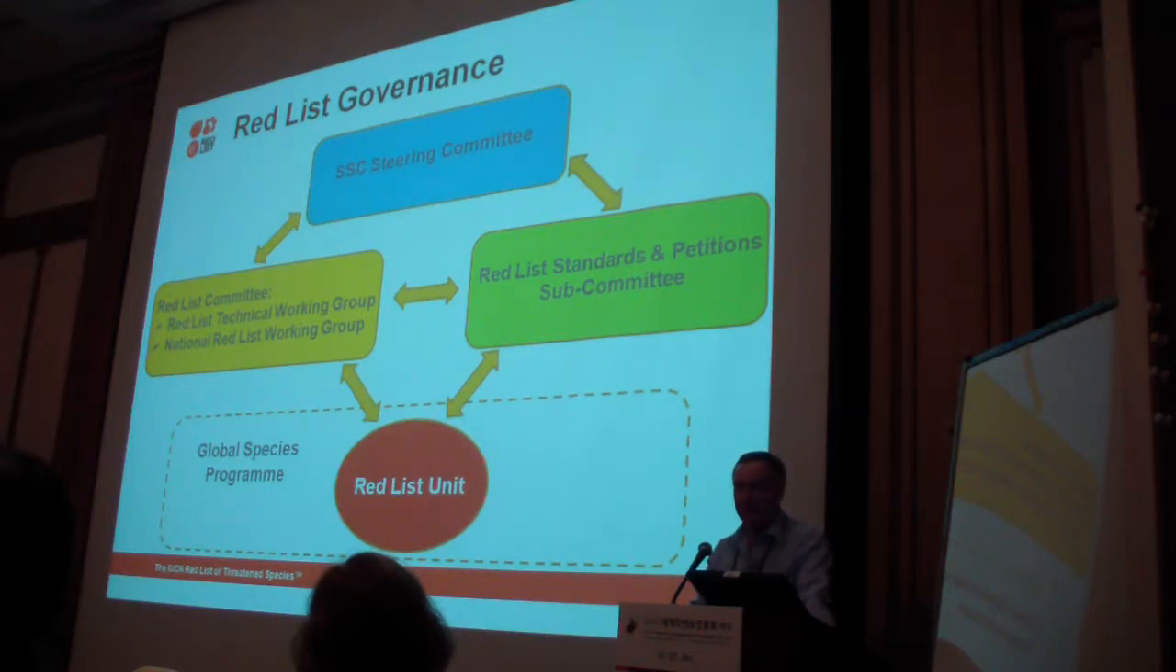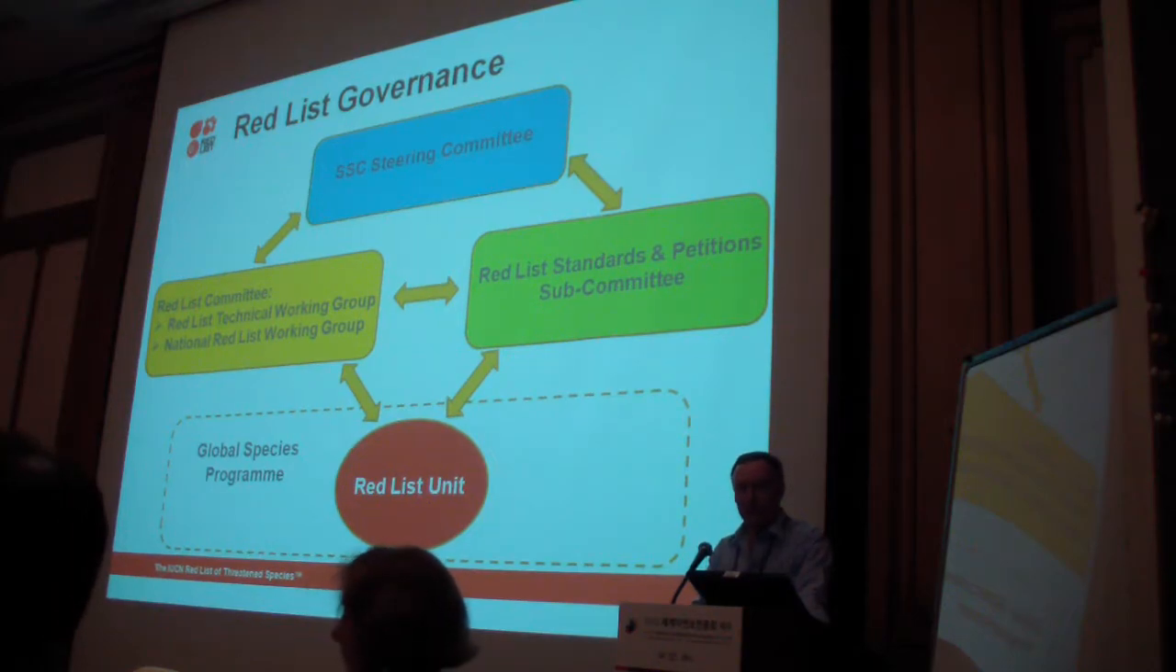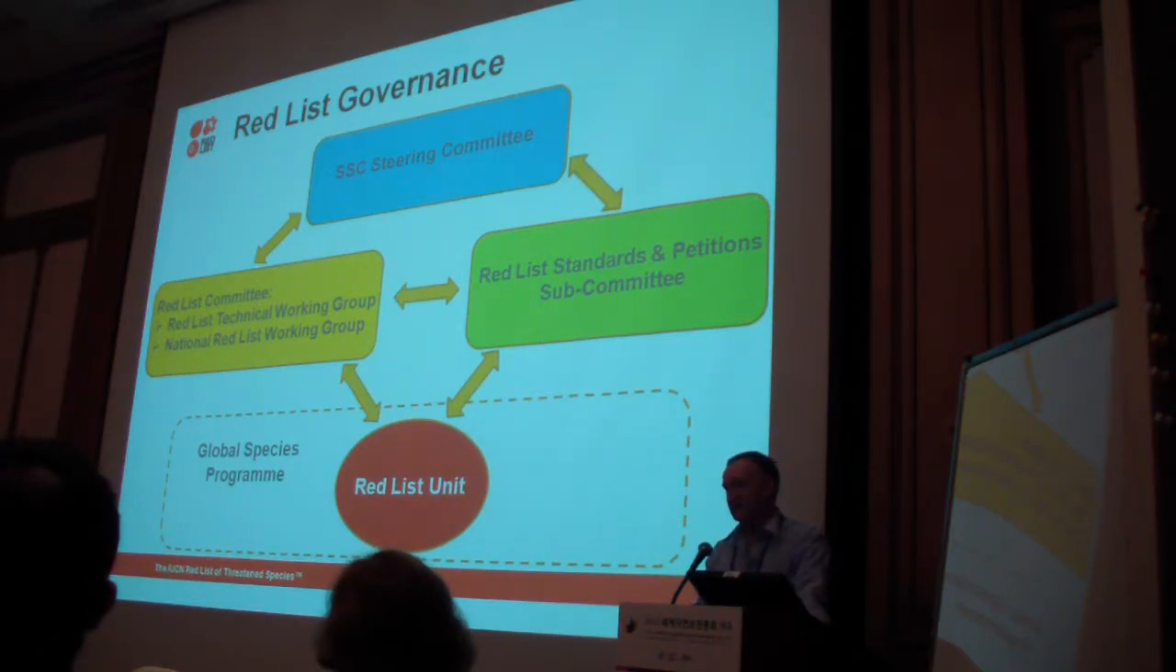So we have the Red List Unit within the Global Species Program, but there are a number of other units within the Global Species Program, the Freshwater Unit, the Marine Biodiversity Unit, who all contribute to the Red List process. We have a Red List Committee, and all the partners are members of that committee, plus various other people representing other parts of the SSC. We have two working groups under the committee, a Red List Technical Working Group, which is there to advise on technical matters related to the application of the criteria, gathering the kinds of data we want to gather, setting various standards and so on.